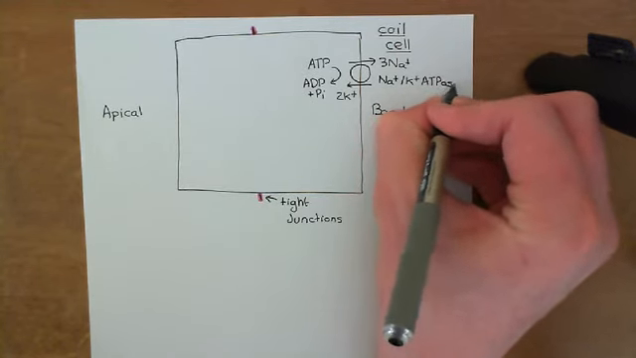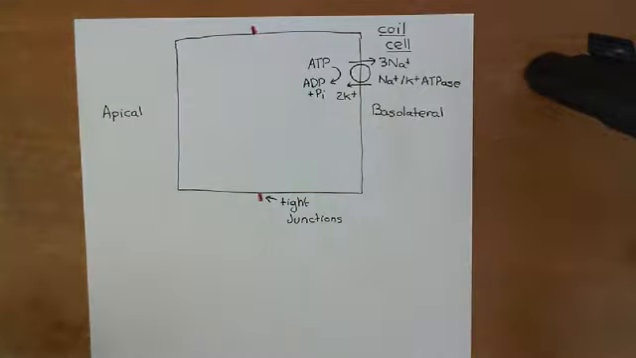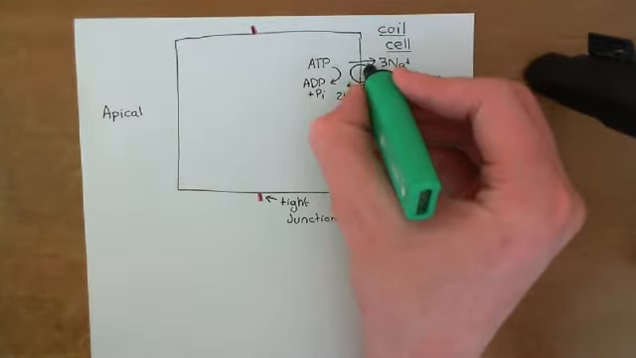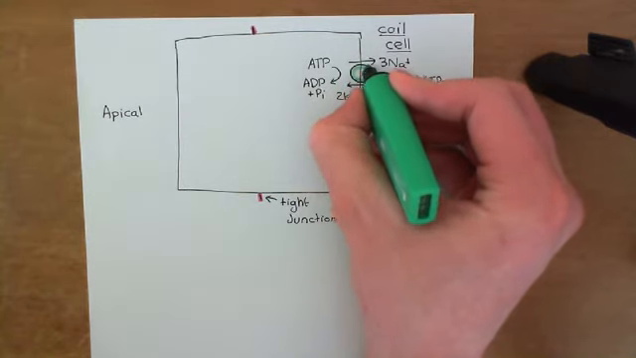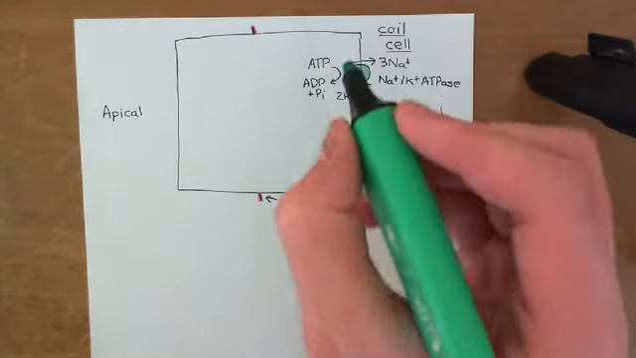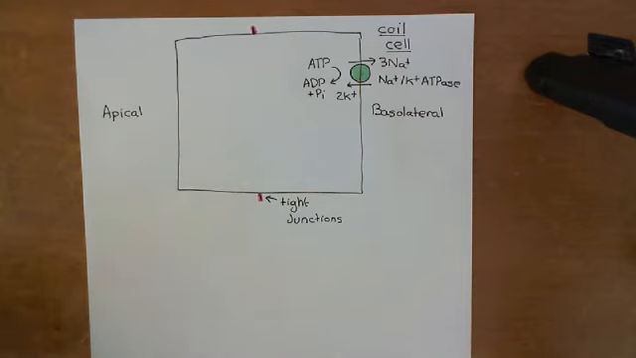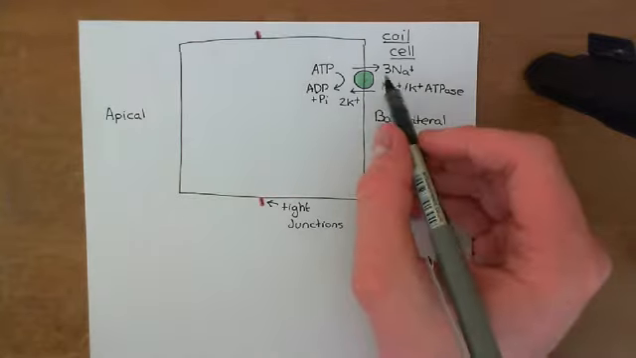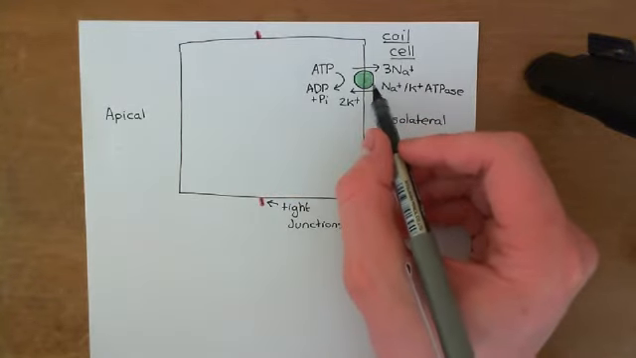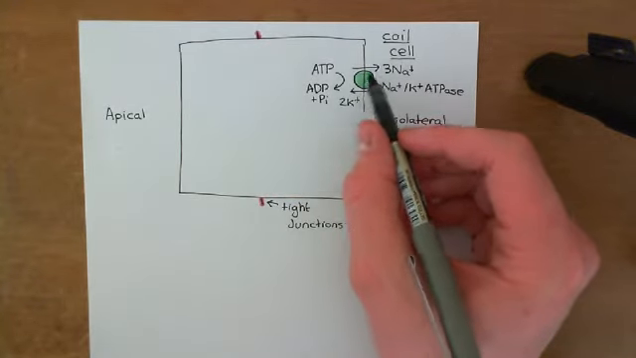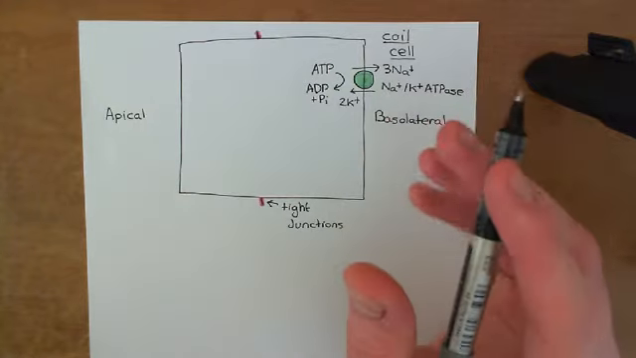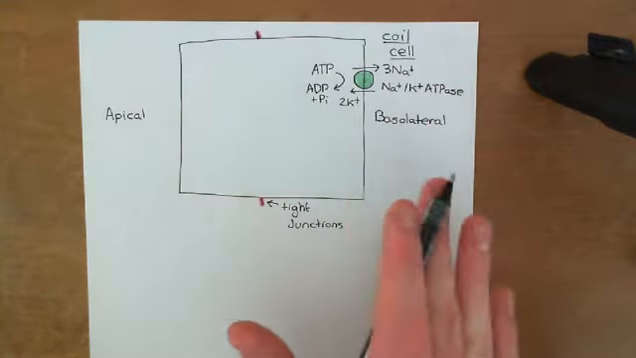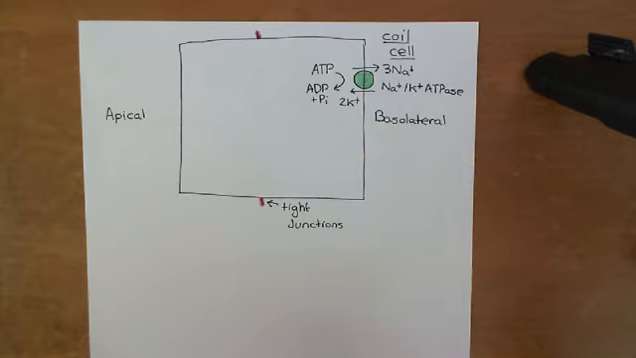Now, as I say, all cells have these. What's special here is that they're all going to be confined to the basolateral membrane in these coil cells, and generally in most epithelial cells. I think probably in all epithelial cells I've come across, and certainly in all the epithelial cells we're going to see in this video. So the sodium-potassium ATPases are on the basolateral membrane. Now, what does the sodium-potassium ATPase do?